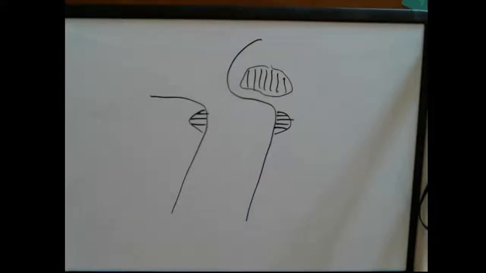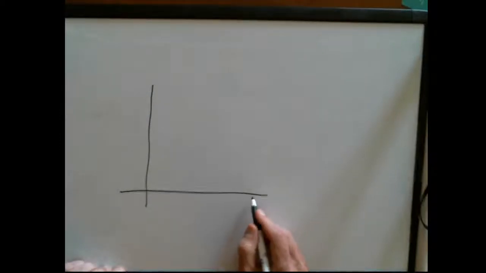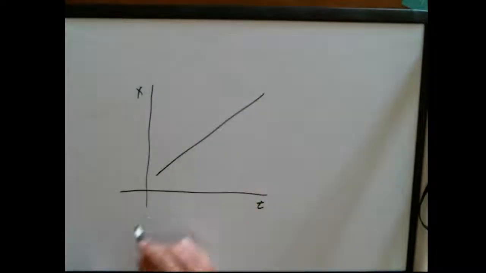So let's pull this up. This is from the last slides, the thing that I was talking about. So here's my position versus time graph. It's a straight line that slopes up and to the right.